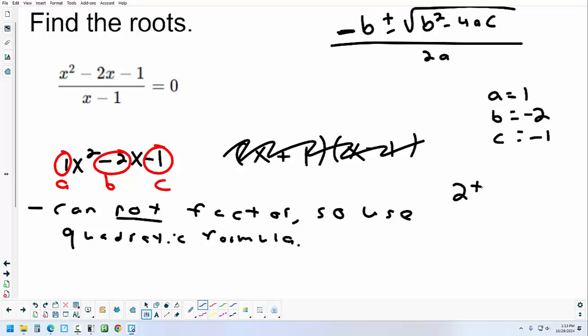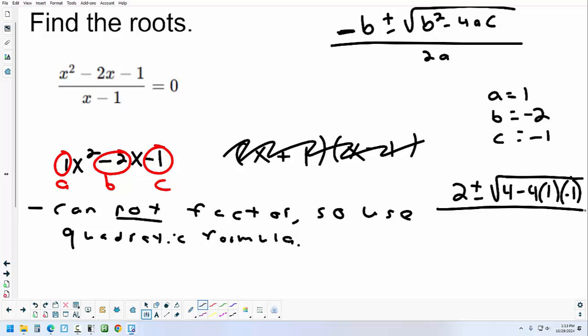Negative b, plus or minus. Now they want b squared. What's b to the second power? No, b is negative 2, so it's 4. Minus, just a coincidence, that's also a 4. What's a? 1. And what's c? Negative 1. And we have to divide that entire thing by 2 times 1.